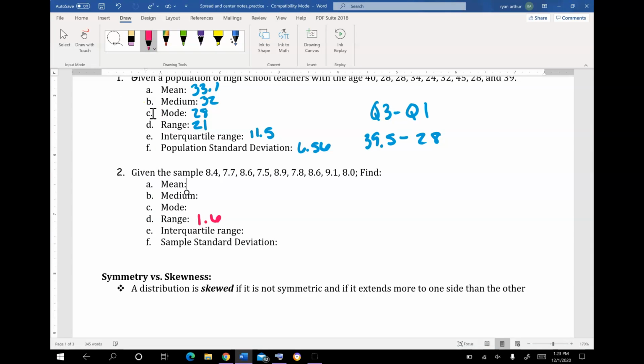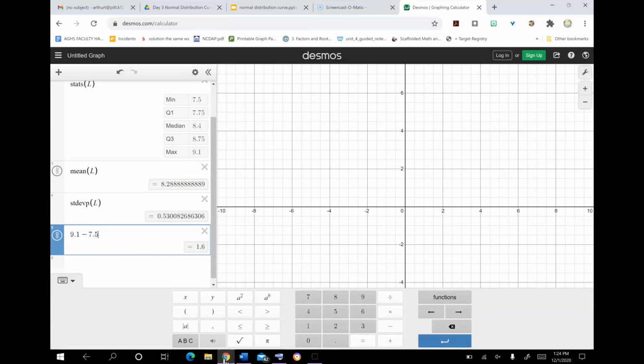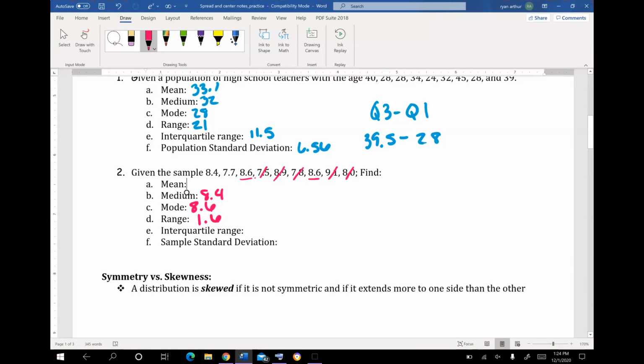Mode, which number occurs the most? Well, looks like I got two 8.6s. There's only one 9.1. There's only one of those. 7.8, only one of those. So 8.6 is my mode. Remember, mode is what occurs the most. The median, I get that from that stats list, and the median was 8.4. Okay. Your mean, I already have it up here. Here's my mean right here. It is 8.29.